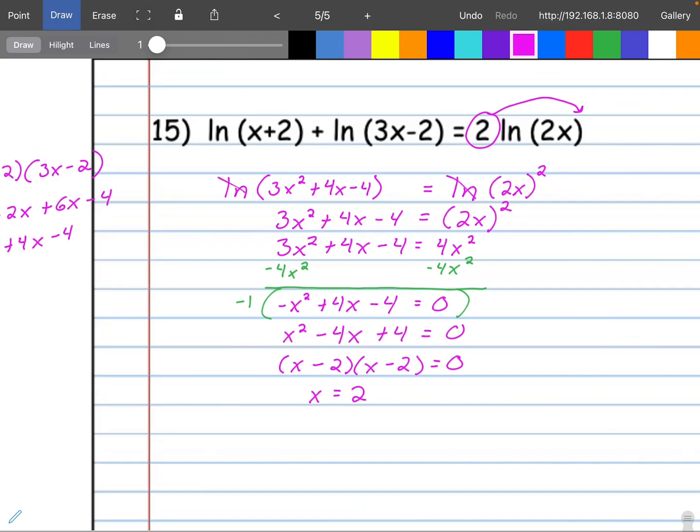Now, we do need to make sure that this works because it's a logarithmic equation. We need to make sure that if I plug 2 in for x, I'm not going to get negative or 0 in any of these things that I'm taking the log of. So in the first one, if I plug 2 in here, 2 plus 2 is 4. That's positive. That one's great. If I plug 2 in here, 3 times 2 is 6, minus 2 is 4. It's positive. That's great. Then if I plug in 2 here, 2 times 2 is 4. Great. So this answer is perfect.